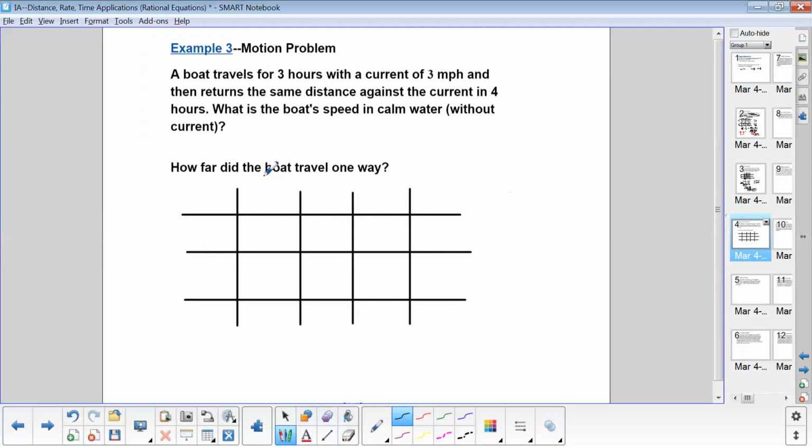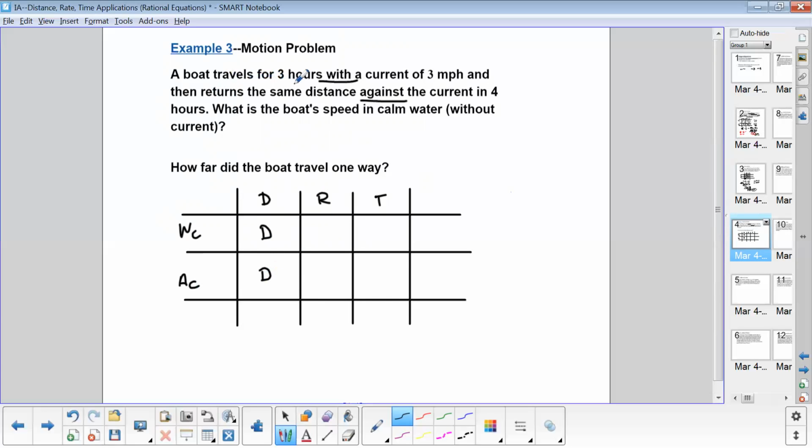So I'm going to have distance, rate, and time. A boat travels for 3 hours with a current and returns the same distance against the current. So we've got with the current, and against the current. If I go with the current, I know I'm going to go some distance. I'm just not sure what that distance is. And against the current, some distance.